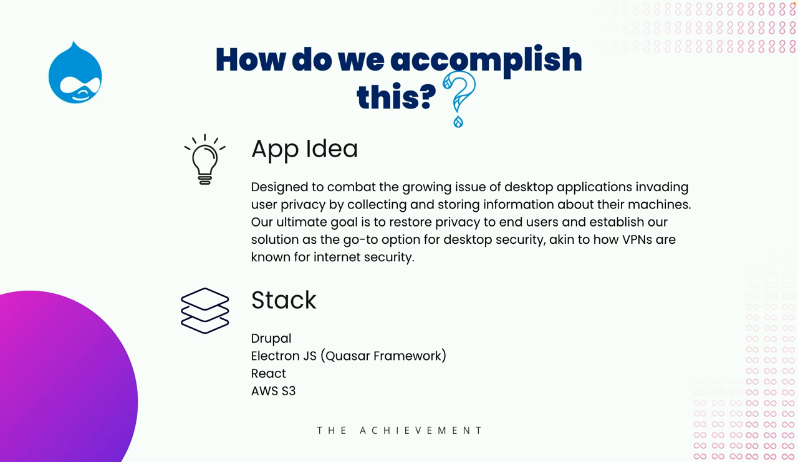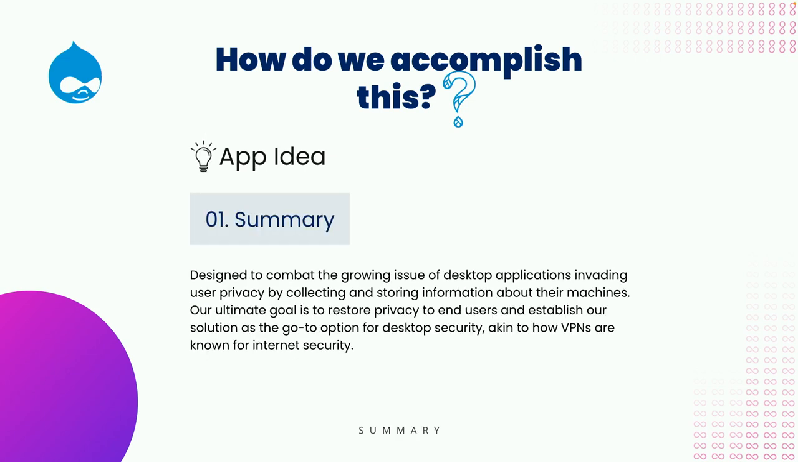So how do we accomplish this? We'll need to have an app idea that can challenge Drupal in a way to see if it can be a successful backend application, not for a simple desktop application, but a desktop application that offers at least a little bit of complexity. So the idea that started formulating has to do with desktop application privacy, which we'll go into in the next slide. But the stack, which we'll also dive into, is Drupal, Electron.js, using the Quasar framework, React, as well as AWS S3 storage.